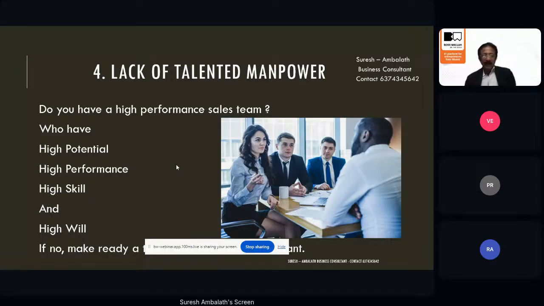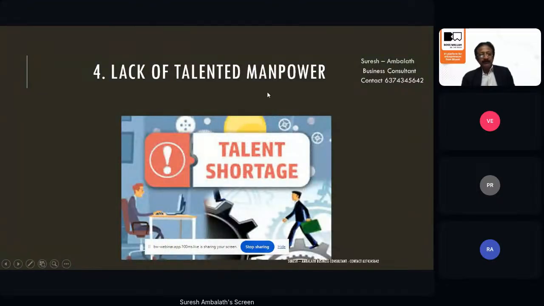And there is will; they may have skill, but will is different. Are they ready to work? I have seen a lot of people who have high skill, but they are not ready to work. They will just pass the time. They will say, I have very good skill, it will come, I will do, like that. So the main thing is whether they are ready to work. High willingness is there or not. If these things are not there, there is no purpose in taking people.